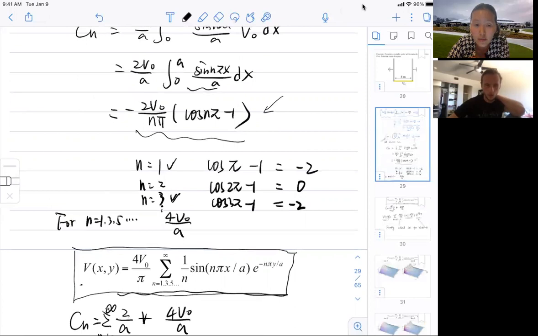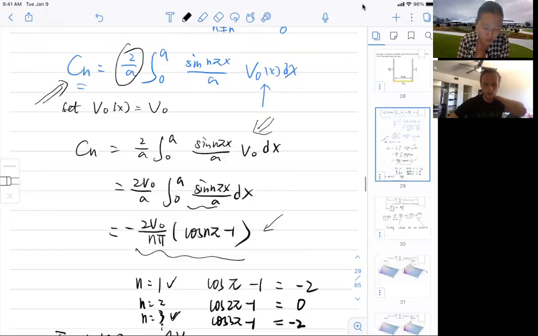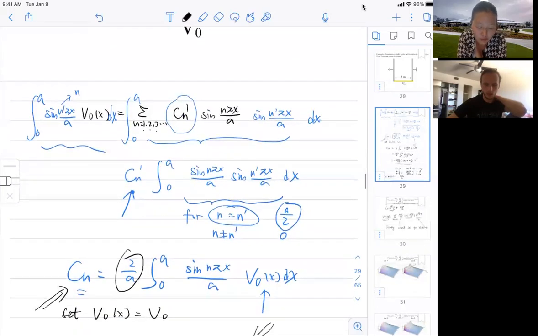Any questions? Just a quick question about when you were solving for C sub n, you multiplied both sides of your equation by sine of n prime pi kx over a. Why did you take that approach? I'm just curious.